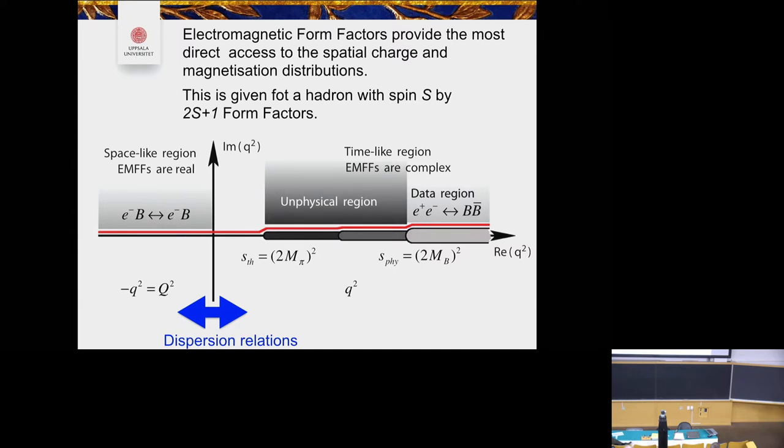So here PANDA comes into play. And you have then an unphysical region below the two baryon masses. But there is hope that you can probe this by looking at p̄p going to e+ e- π⁰. These regions are connected via dispersion relations. So the form factors in one region should, at least in principle, be able to predict the behavior in the other region.